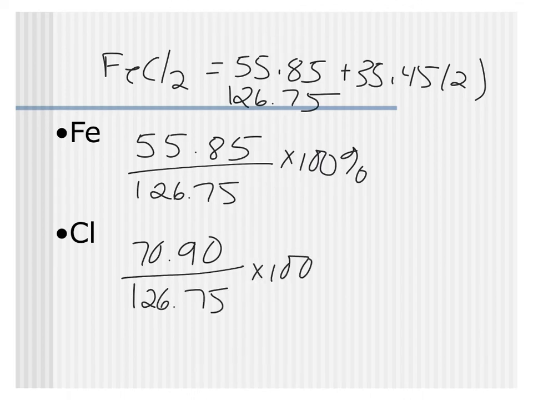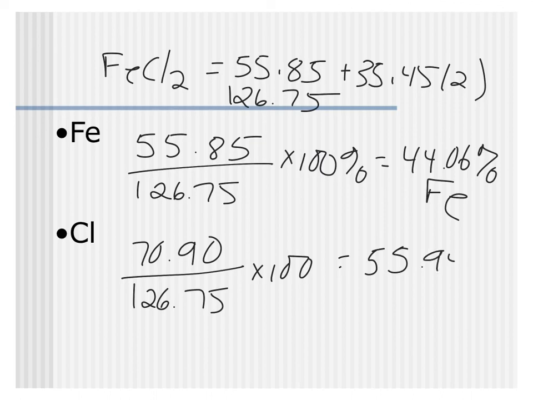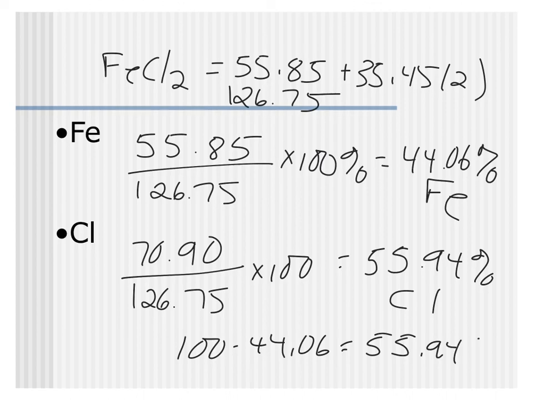Since these have two numbers after the decimal, I'm going to go ahead and keep those. So 55.85 divided by 126.75 is going to be 44.06%. Make sure you label which element, iron. And then I'm going to take 70.90 divided by 126.75, and that is going to give me 55.94% chlorine. If you want to, you could do 100 minus 44.06 to find that, and that would work as well.